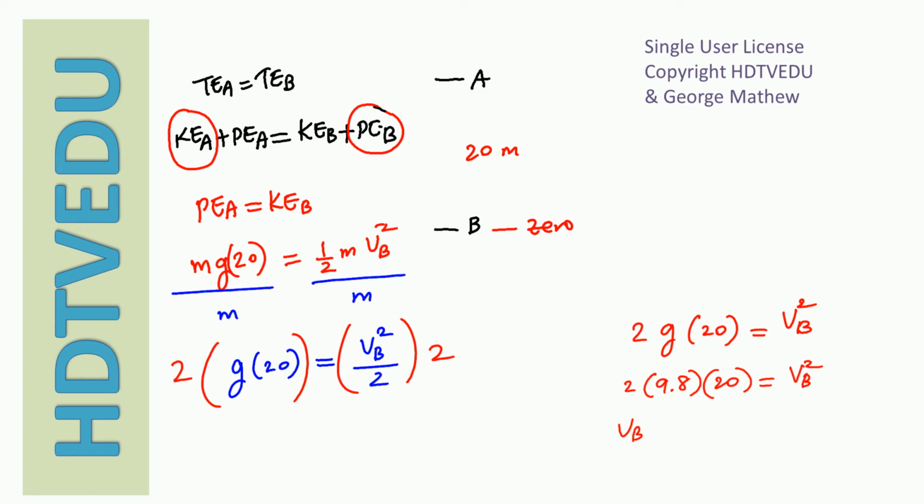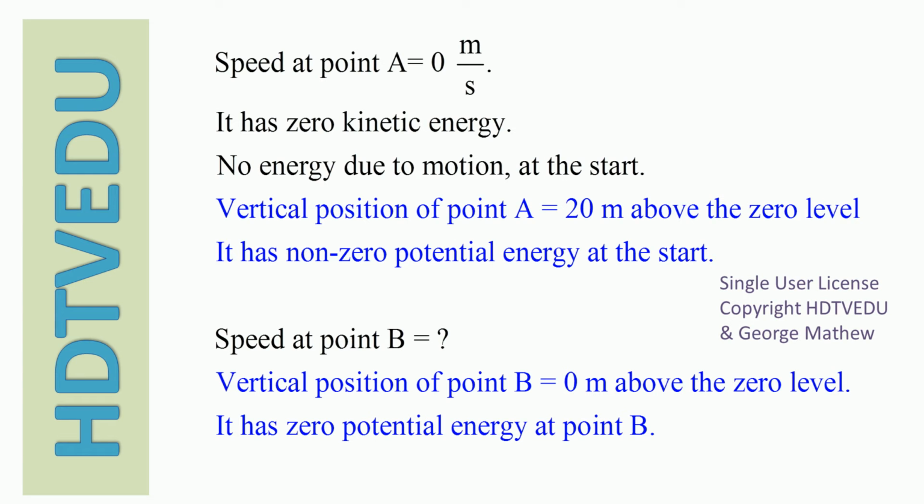So what is speed at B? Square root of 2 times 9.8 times 20. If you do the calculation, you will see that it is 19.8 meters per second. What is the magnitude? 19.8. What is the unit? Meters per second. Speed at point A is 0 meters per second. It has 0 kinetic energy at the start. So there is no energy due to motion at the start.